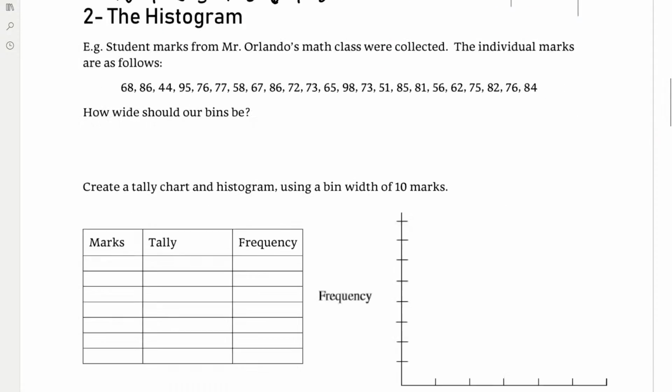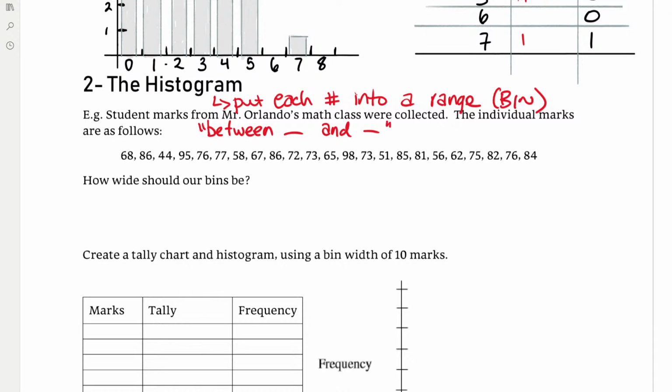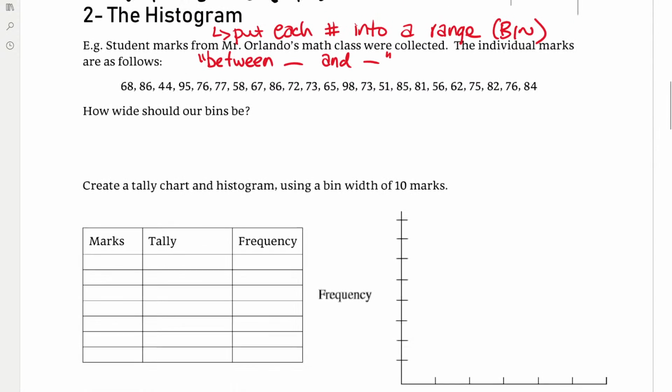On the other hand, we have a histogram. And a histogram is like a bar graph, but information is put into bins. In other words, I don't want to have, well, one person said 68, one person said this. So what we do is we put each number into a range or a bin. So we say it's between blank and blank. So it's just like a bar graph, but in a bar graph, we're actually looking at their exact answer. Whereas here, we kind of say between blank and blank.